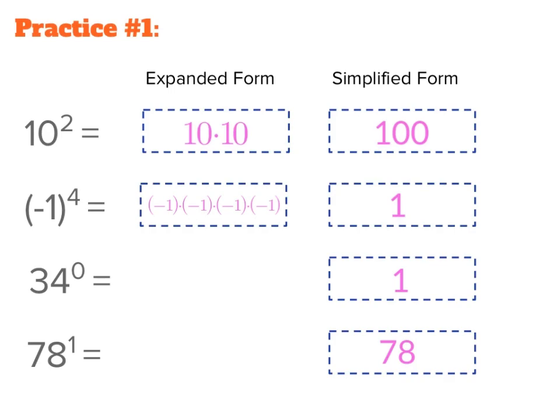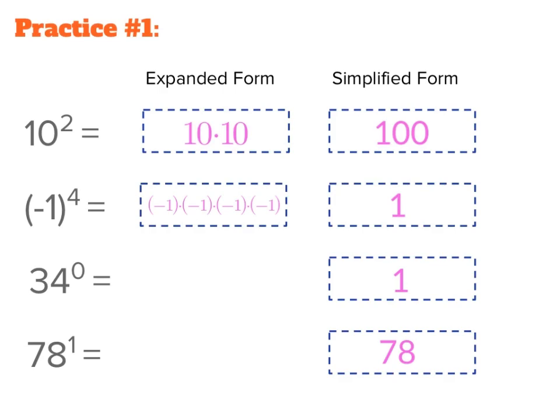Okay, how did you do? Were you able to get the answers that I got? Make sure your paper looks like mine if you didn't. Make sure that with anything to the 0 power, the answer is 1, and anything to the first power is itself. So 34 to the 0 power is 1, 78 to the first power is 78.